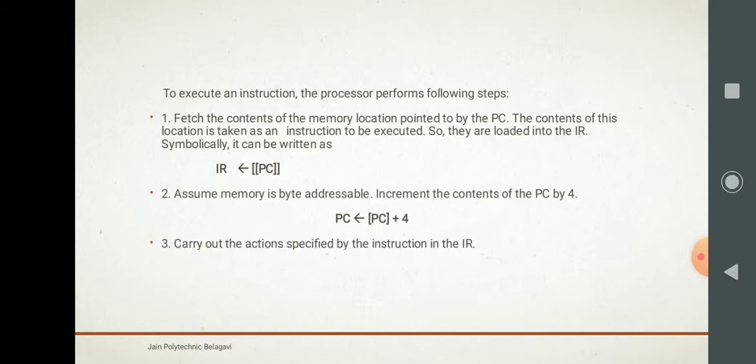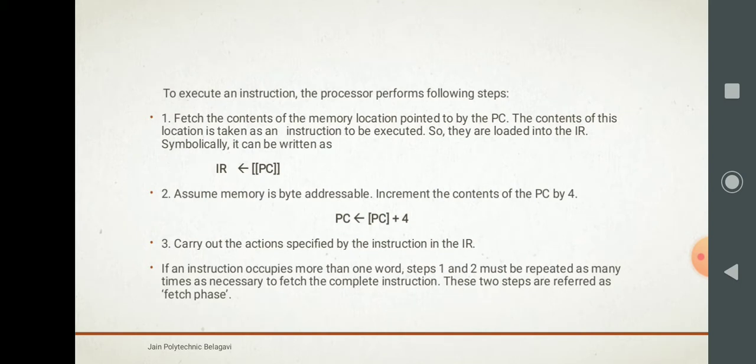Third, carry out the action specified by the instruction in the instruction register. Whatever instruction is fetched will be stored in the instruction register, and the actions specified by its contents will be carried out. Now if the instruction occupies more than one word, that is, if one word is 4 bytes and the instruction is longer, then step 1 must be repeated as many times as necessary, fetching word by word to complete the instruction. These two steps are referred to as the fetch phase.